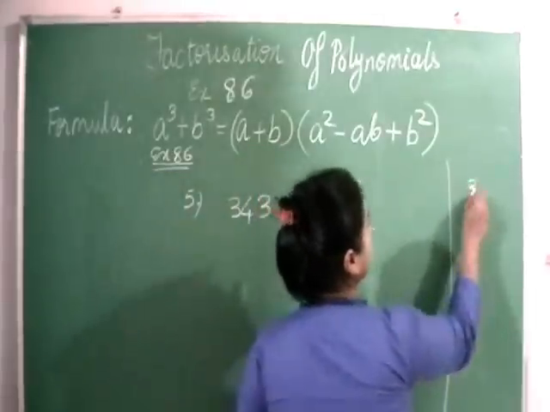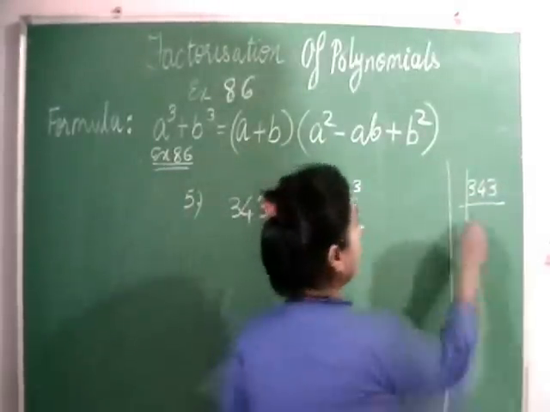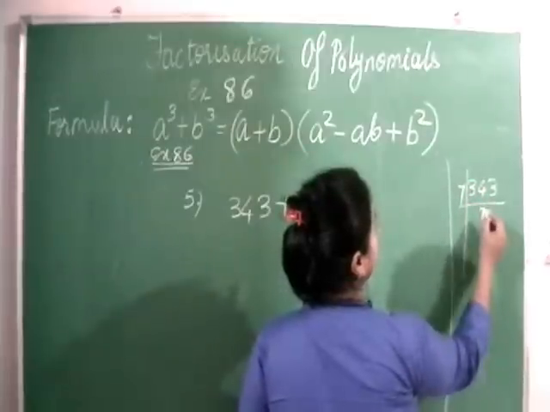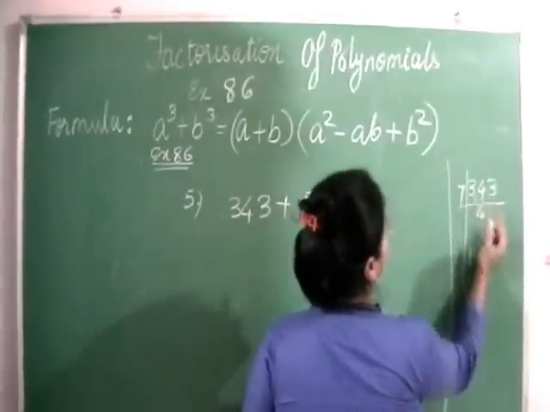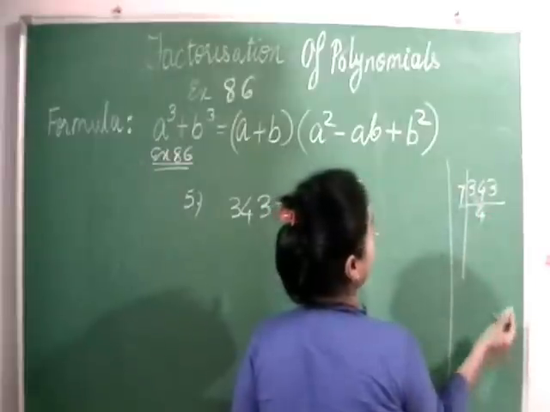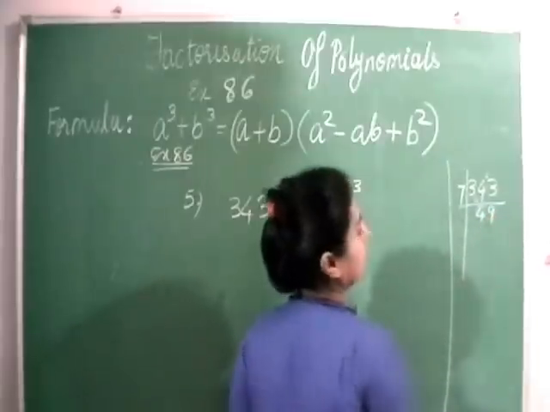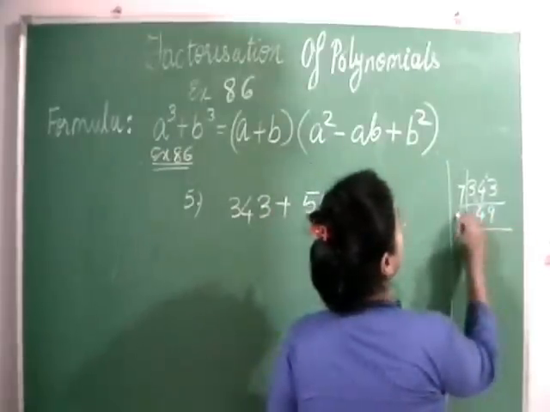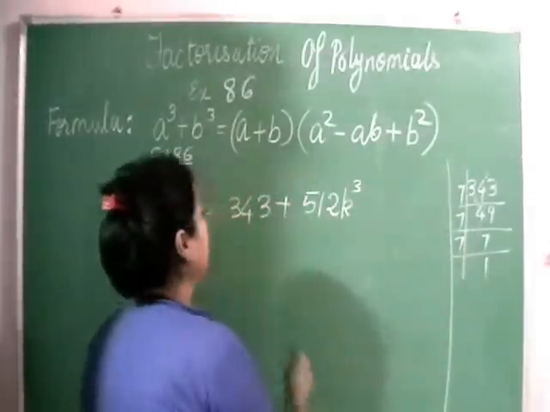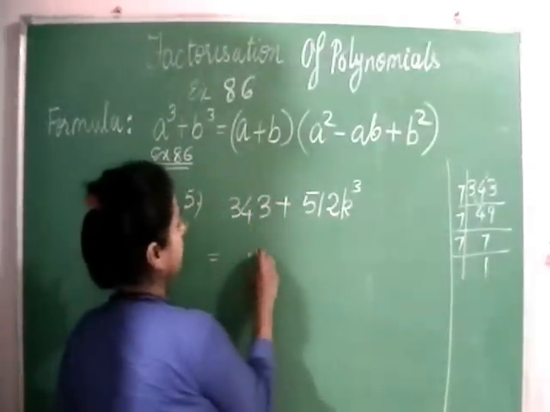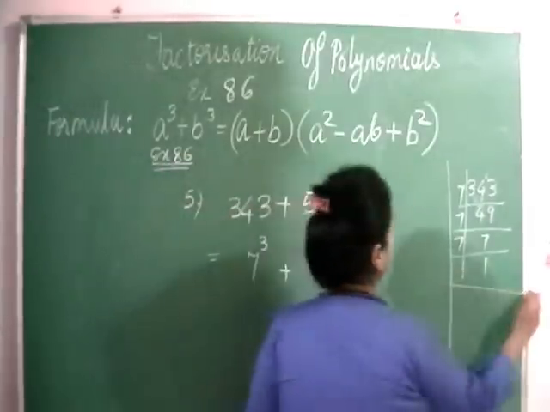343 can be factorized in what way? Can somebody give me an idea? Yes, 7. 7 4s are 28. 34 minus 28 is 6. 7 9s are 63. 7 7s are 49. 7 1s are 7. So I can write this 343 as 7 cube. Can someone give me the idea for this number?